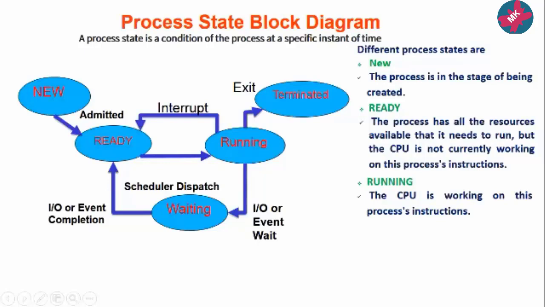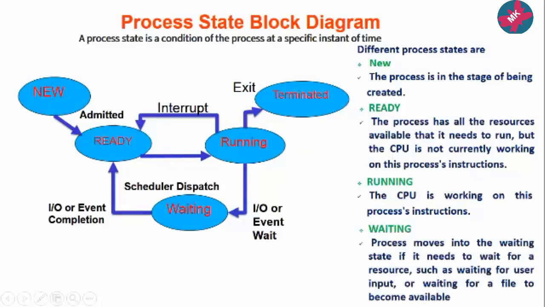When the interrupt occurs, suppose this process is currently being executed and another process enters the system with a higher priority than the current executing process. Then the current process will be interrupted for a while, and it will go back to the ready state. Here again in the ready state, it will wait for the attention of the CPU. After some time, the scheduler dispatch will send it again to the running state. So this is the second condition that may occur.